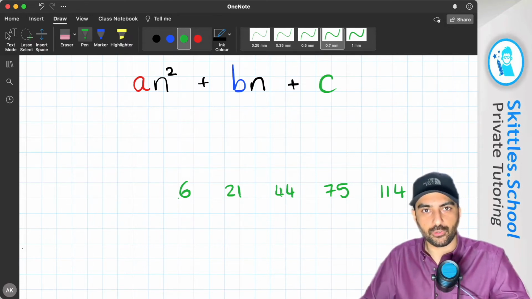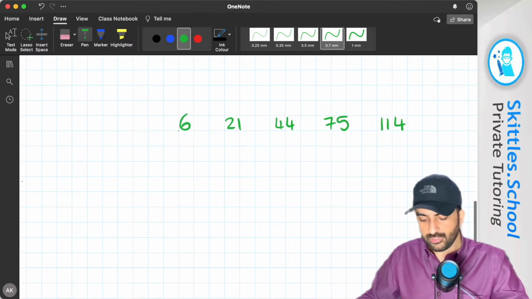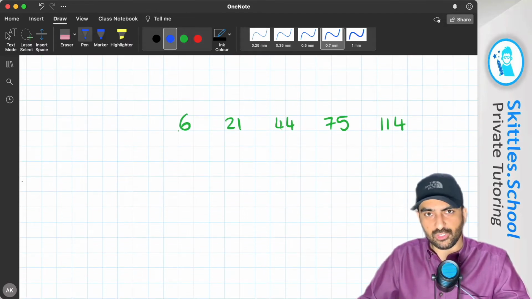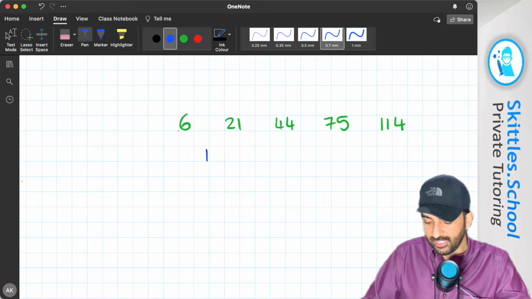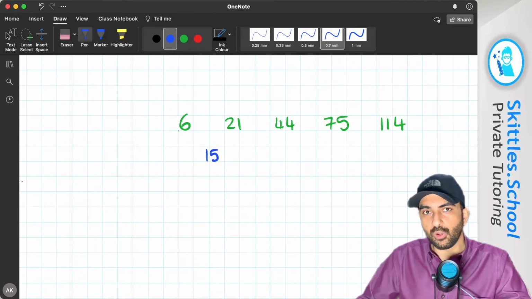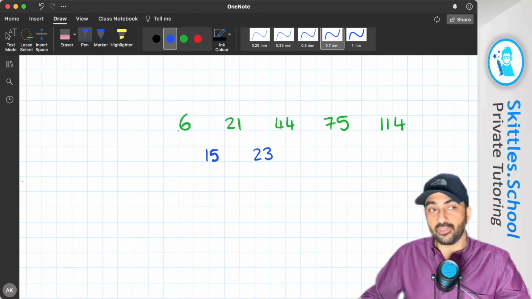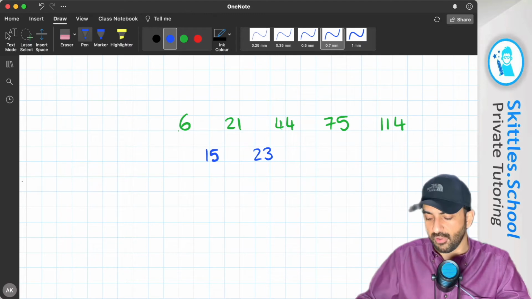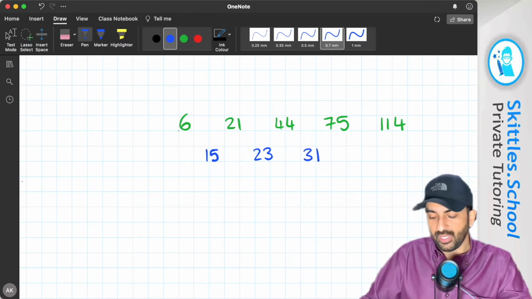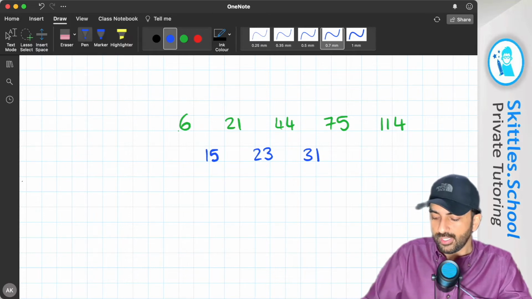The next thing we have to do is we need to work out the differences between those numbers. So the difference between 6 and 21 is 15. The difference between 21 and 44 is 23. The difference between 44 and 75 is 31. And the difference between 75 and 114 is 39.